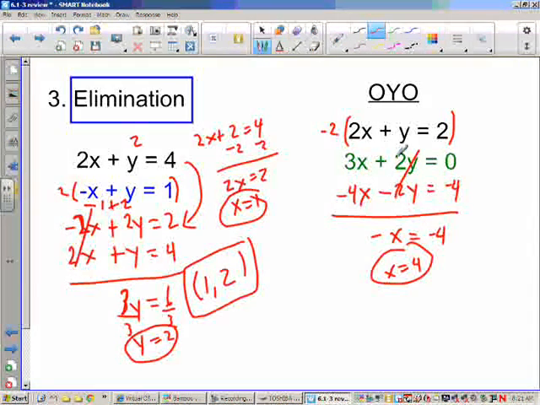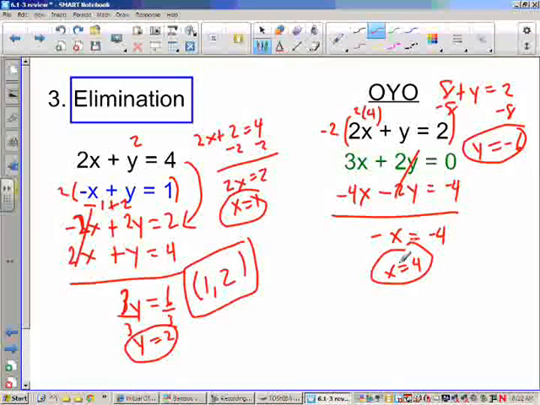Take that value and plug it into either equation. I think the top one's the easiest. 2 times 4 is 8. So I get 8 plus y equals 2. Subtracting the 8, I get y equals negative 6. So my solution is 4, negative 6.